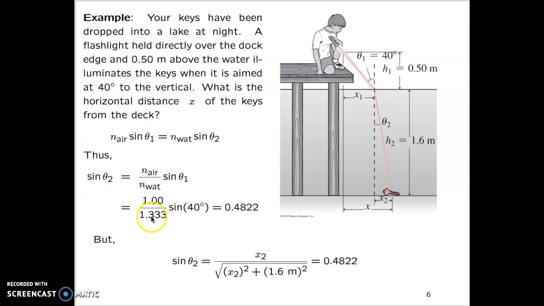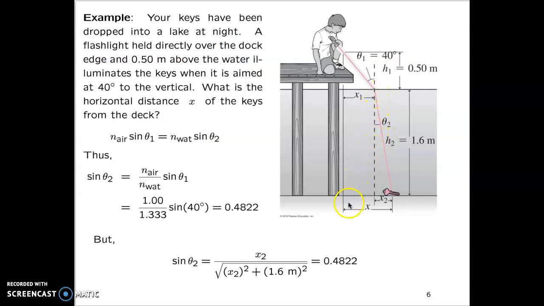And we find that sine of theta 2, we take the two indices of refraction. We can look them up. Air is approximately 1. It's slightly bigger than 1, but to three significant figures, it's 1.00. Water, fresh water, is 1.333. Theta 1 was 40 degrees, so we do that calculation. Sine of theta 2 is 0.4822. So there is an angle now that we didn't know that we do know.